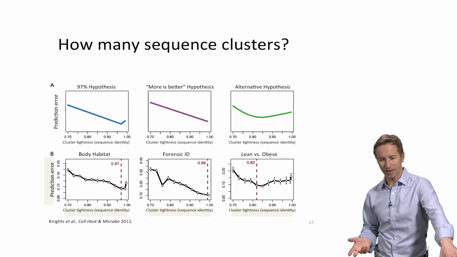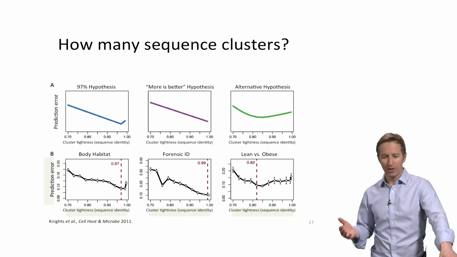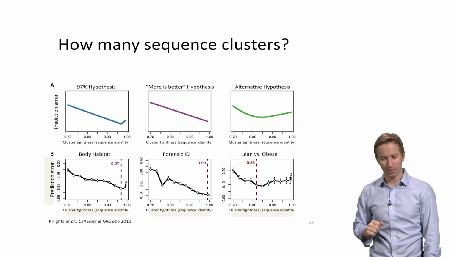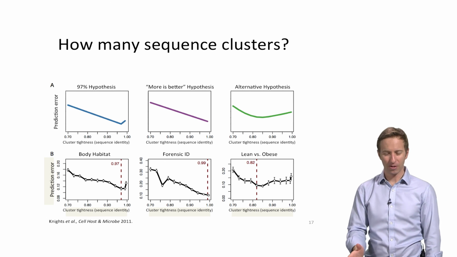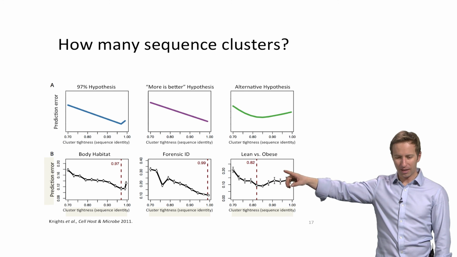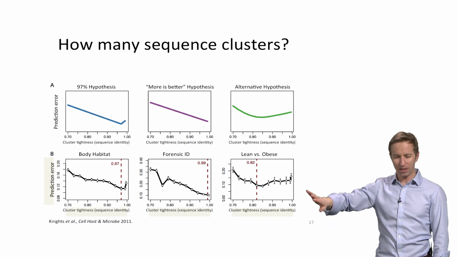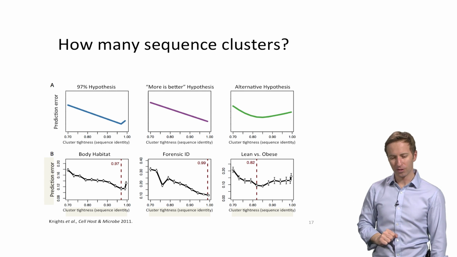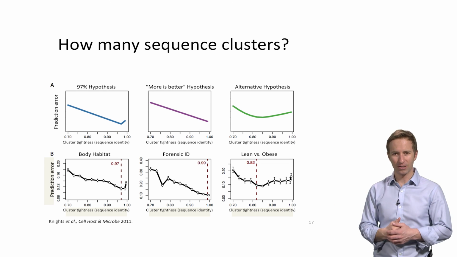So one is body habitat, and this is one that we looked at in the previous video. And here we see that the best accuracy, or the lowest error, comes right about at 97%. The next one is forensic identification. So this is telling what person a sample came from. And here we get this weird dip in error at, say, the phylum level. But then it just keeps getting better and better as you go down toward species or strain level resolution. And this makes sense because we know that people tend to have their own personalized strains living on them.